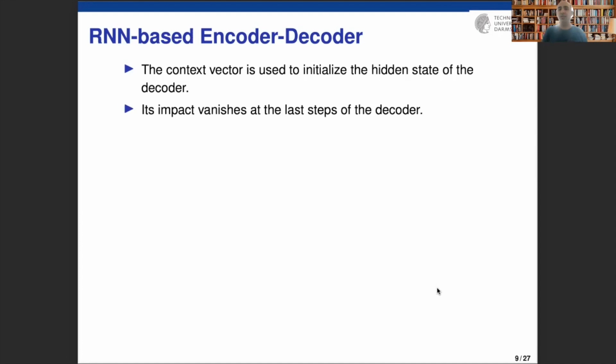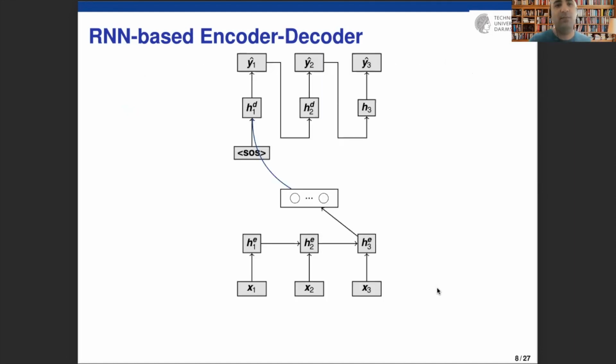First, the context vector is used to initialize the hidden state of the decoder, right? But it means its impact vanishes at the last steps of the decoder. Let me show you this slide again. As you can see here, we encode the input text x1 to x3 into one vector, which is the hidden state at the last step. And then we feed this vector to the first hidden state, so we feed it to h1. That's it, we are done. But after that, we never look back at this context.